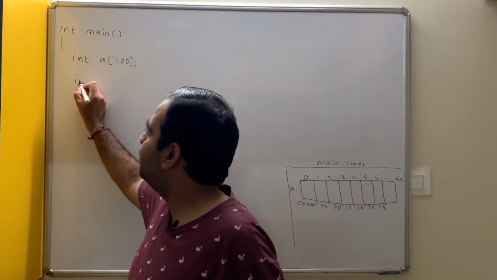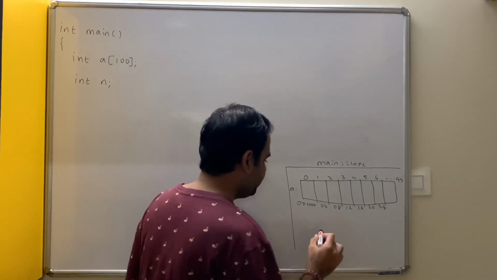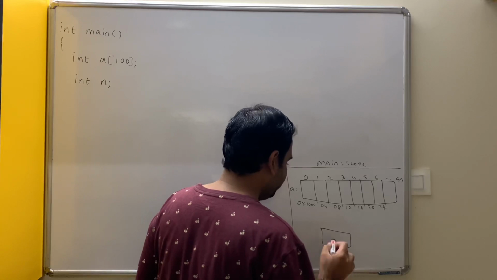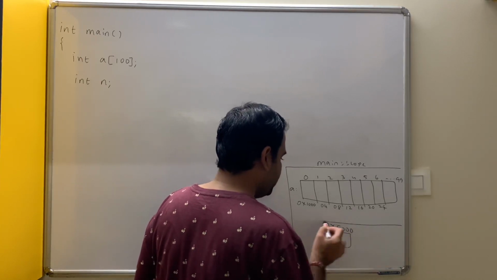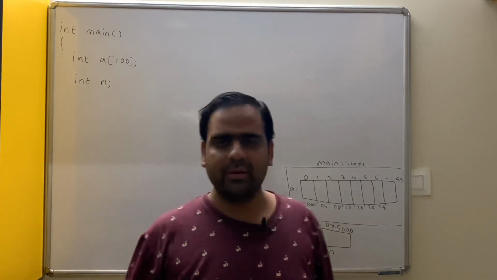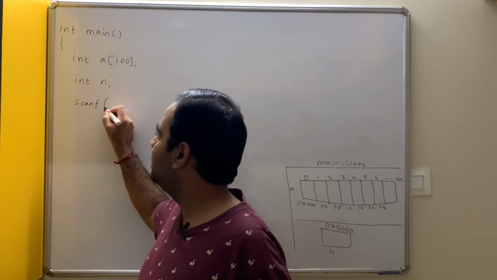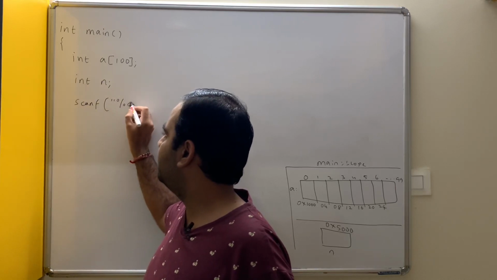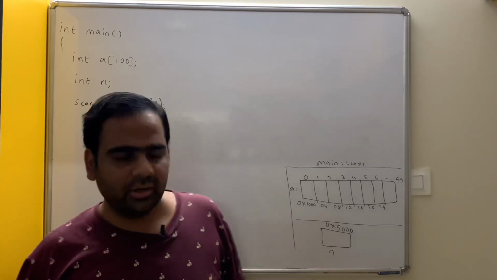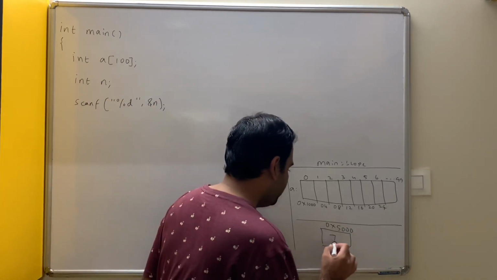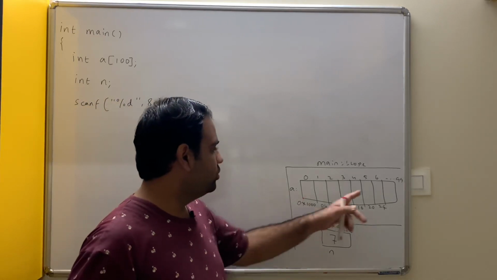And we want to store n array elements, therefore I declare a variable n, and another variable n will be created. Let the address of this be say 5000, and what will be stored in n to begin with? It's a garbage value. I need to read the value of n. We say scanf and we write %d ampersand n, and let the value of n be say 7. It means we want to store 7 array elements 0 to 6.